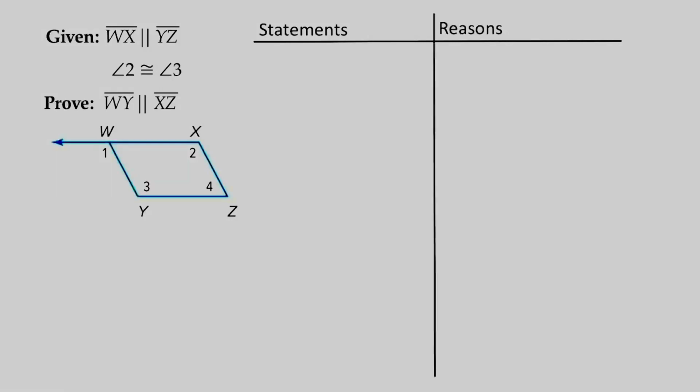Let's complete the following proof. We are given that side WX is parallel to side YZ. We're also told that angles 2 and 3 are congruent, and we're trying to prove that side WY is parallel to side XZ.